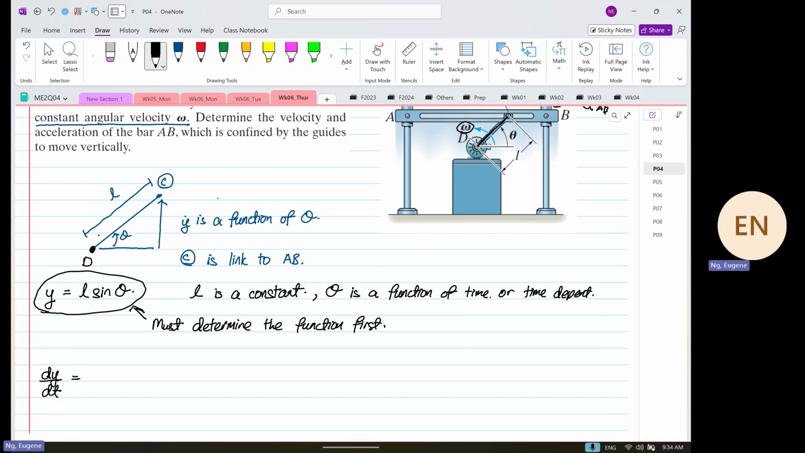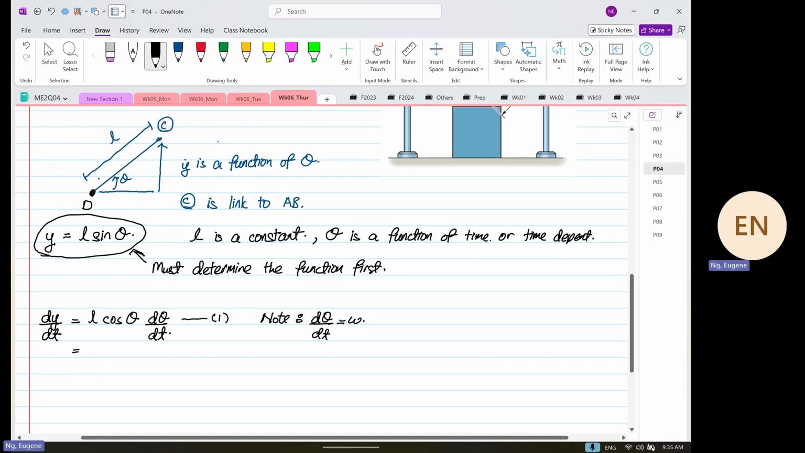So this is equal to L cos t d theta by dt. Okay. So this is your equation number 1. And note, we are also aware that d theta over dt is also equal to your omega. So from here, you rewrite equation number 1. You have L cos theta omega. Or if I were to read, it's quite dangerous to write things like this. You write this as L omega cos theta.